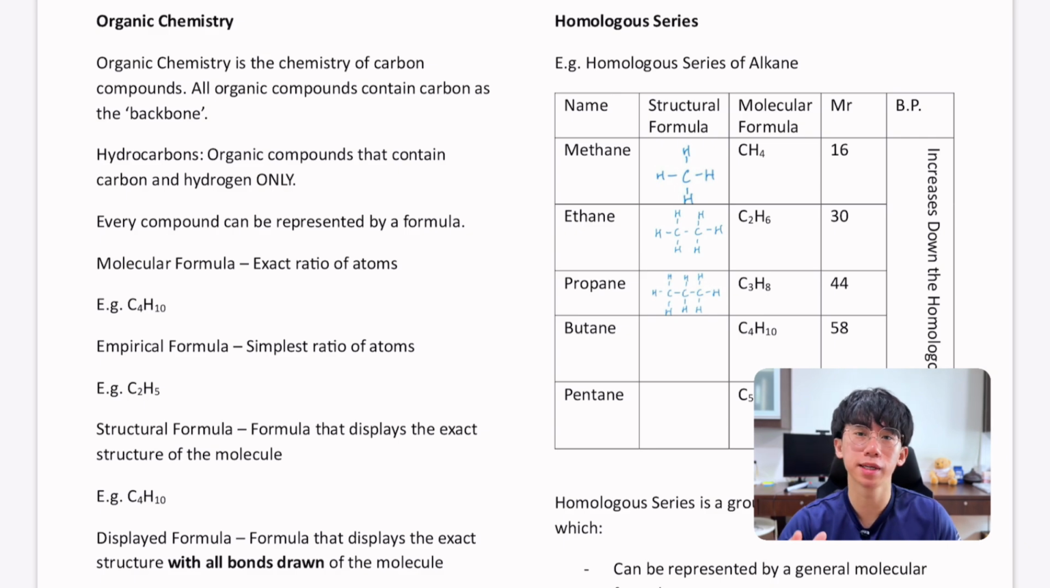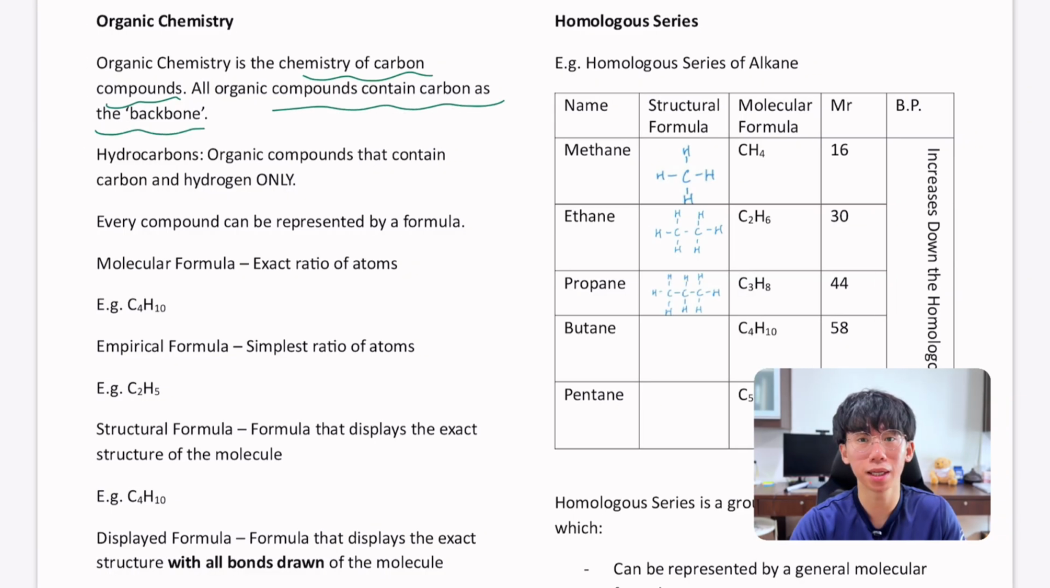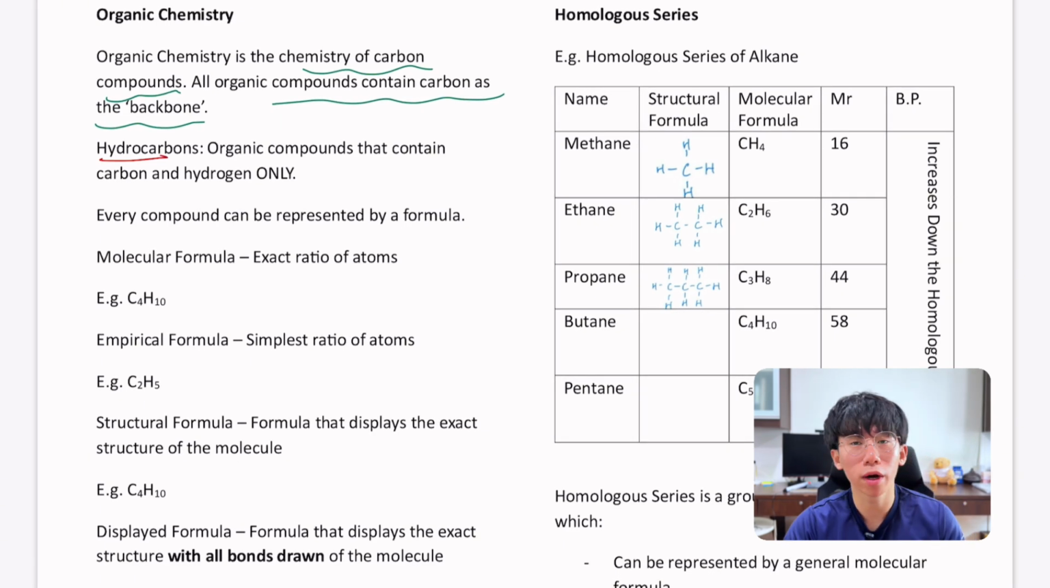These are the last few chapters of your secondary 4, and we're going to talk about a new kind of chemistry that you've probably never heard of before, which is called organic chemistry. What is organic chemistry? Organic chemistry is the chemistry of carbon compounds, and these organic compounds contain carbon as the backbone. A typical example is your DNA, which contains the genetic makeup of your human body. These are organic compounds that also contain carbon as the main backbone. You will also encounter the term hydrocarbons a lot, which are organic compounds that contain carbon and hydrogen only.